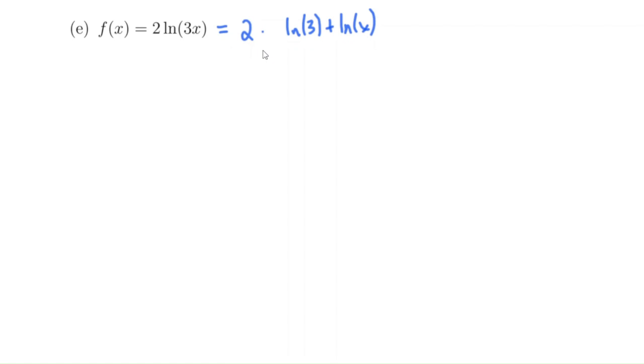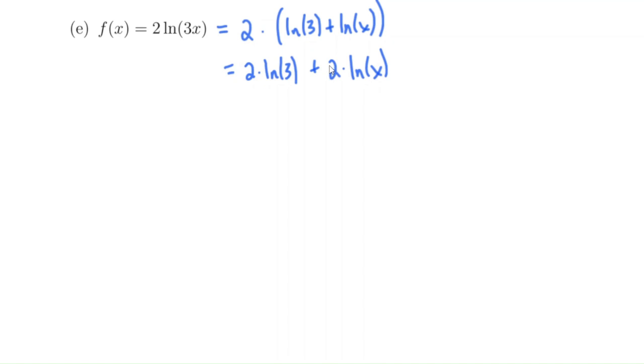Now, if I write it like this, I'm going to get it wrong because it's not just 2 times ln of 3 and then plus ln of x. It's 2 times the whole thing, right? But ln of 3x is the same thing as ln of 3 plus ln of x. Now, let's distribute the 2 and write this as 2 times ln of 3 plus 2 times ln of x.